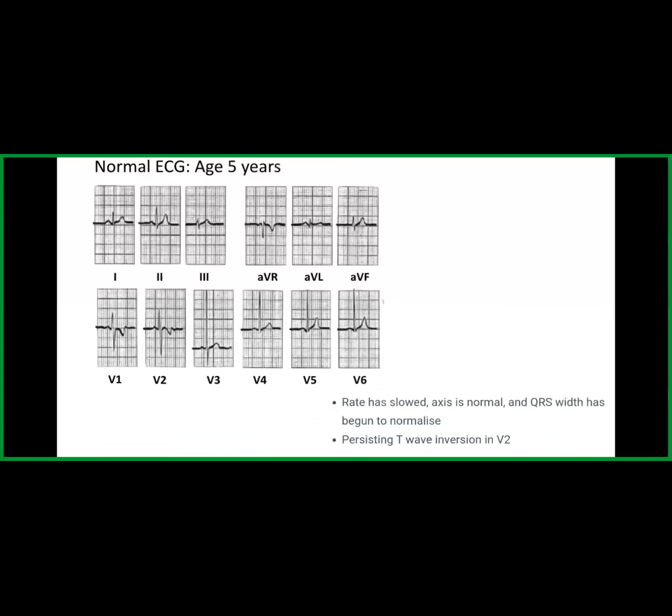When we go to 5 years, now the rate has slowed down. Axis is normal. We calculate it in lead 1 and lead aVF, and it is normal axis, not right axis deviation. And QRS width now seems to be approximately 0.08 second. And what is 0.08 second? The width of QRS should be not more than 3 small squares. So one small square is equivalent to 0.04 seconds.